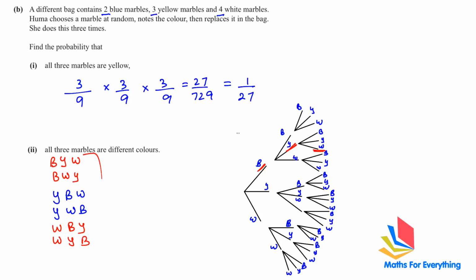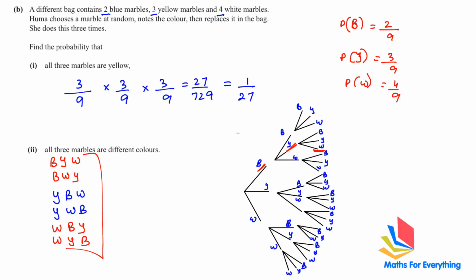All the probabilities are going to be same. The blue probability is, how many blue marbles we have? 2 and total 9. And yellow we have 3 over 9. And white we have 4 over 9. These probabilities are going to be same for any yellow or blue here. The reason being, we replace it in the bag. So that's the reason the probabilities are not going to change.